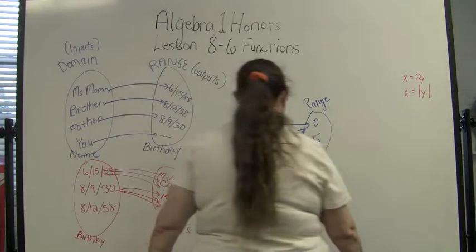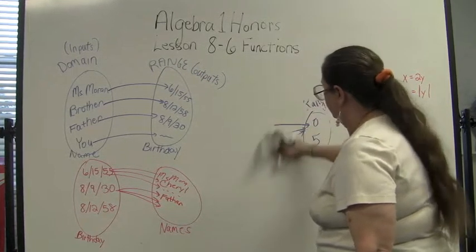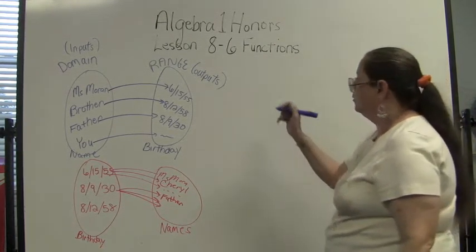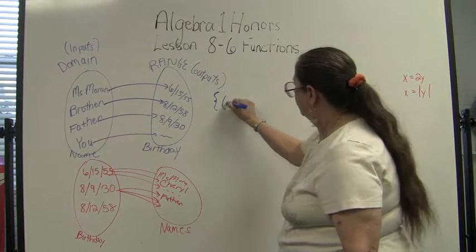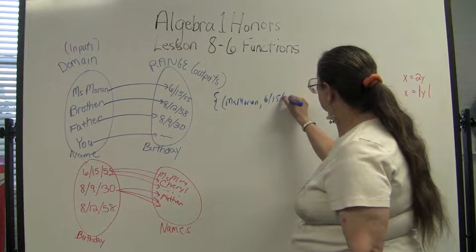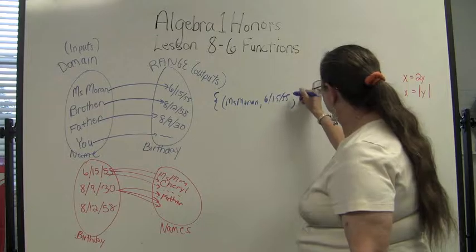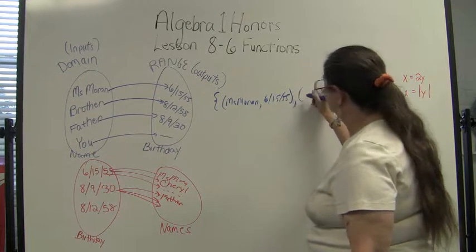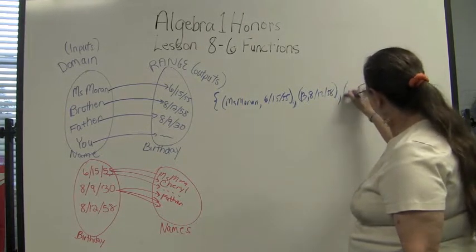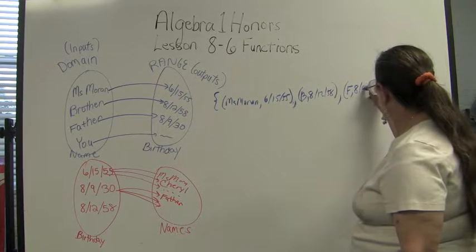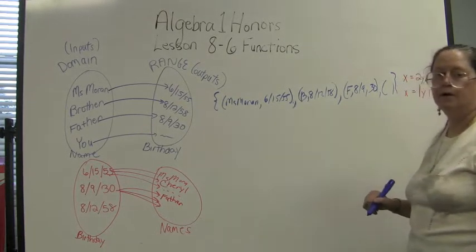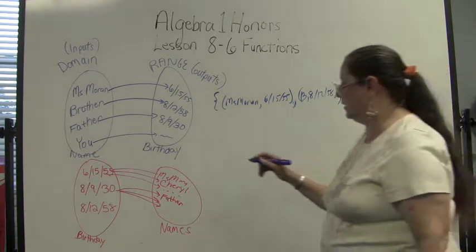Now, there are a lot of different ways, besides drawing a picture like that, a graph like that, to represent this information. One way you might see is ordered pairs, where they have something like this. Ordered pair symbol there. There's my brother, my father, okay, and you, okay?